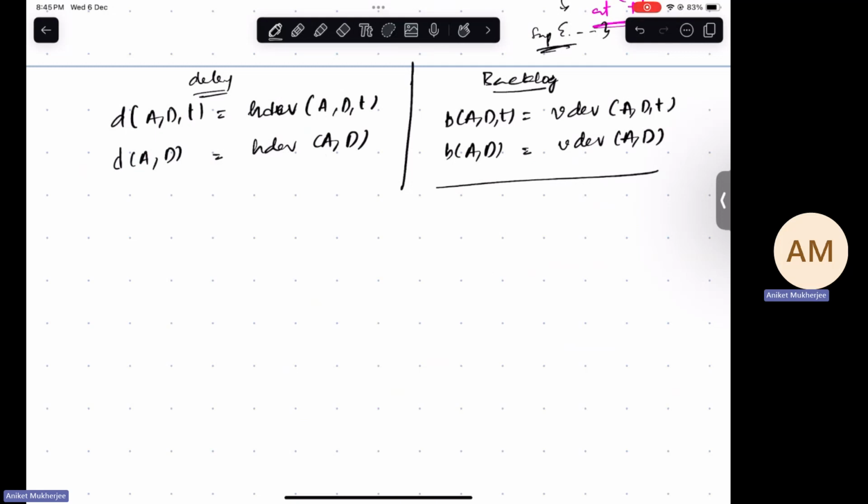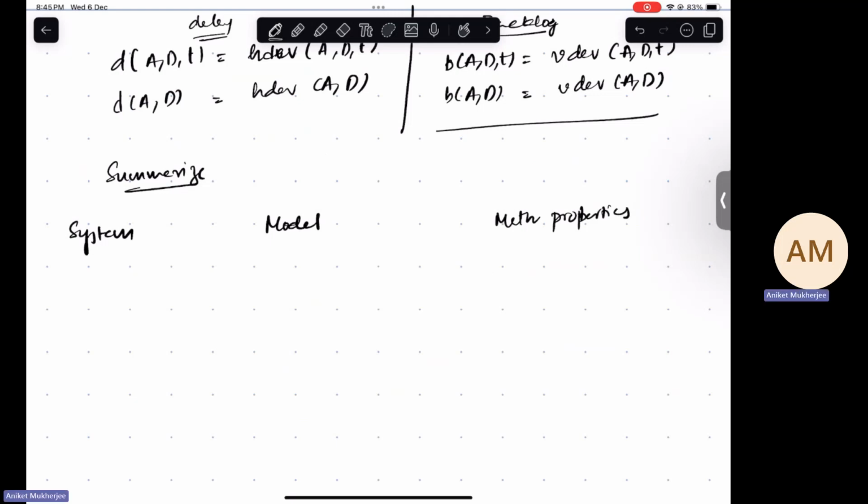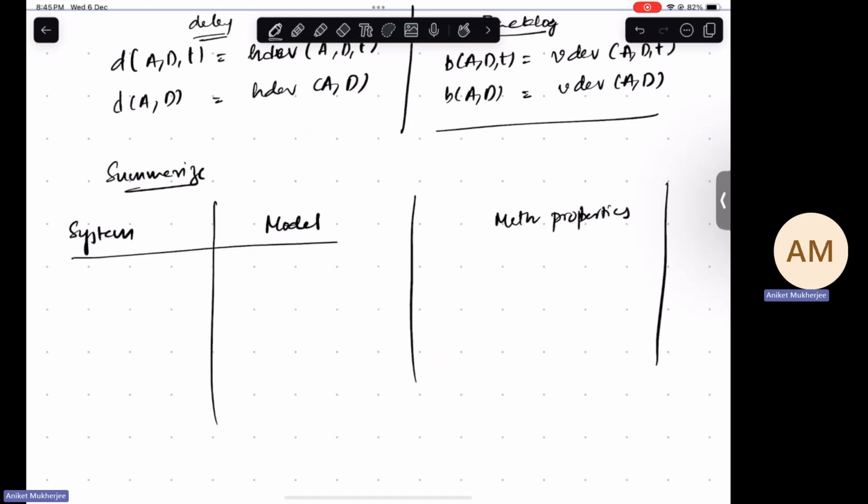So let me summarize this. What is the system that we were trying to model, what is the model that we gave, and what are the math properties it had? System, model, and math properties. The system is, we first try to model the data flow. So this is cumulative functions.